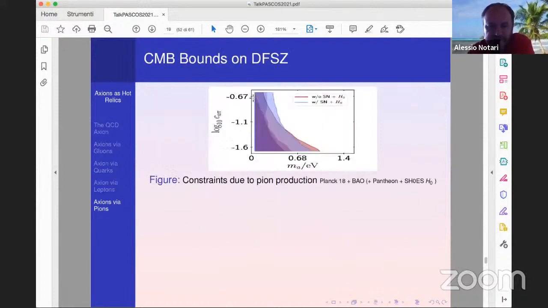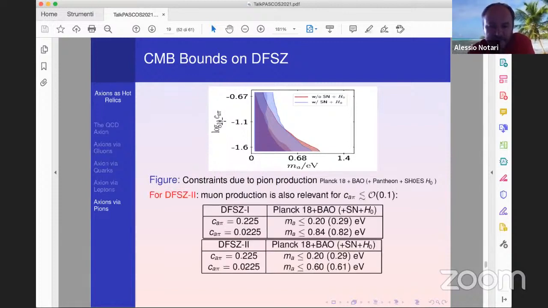And now we put some constraints from present CMB data on the axion mass. So you can see it has to be below 0.7, 0.8 electron volts, depending on this coefficient, the coupling to pions, which is not fixed in this model. Right. And finally, for the DFSZ2, which is a different variant of the model, there is also production from muons.